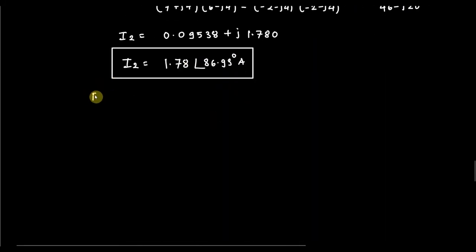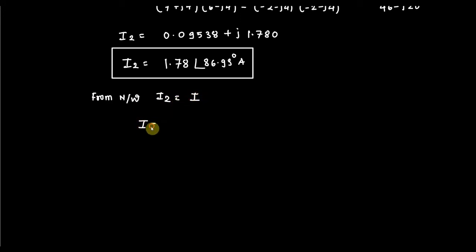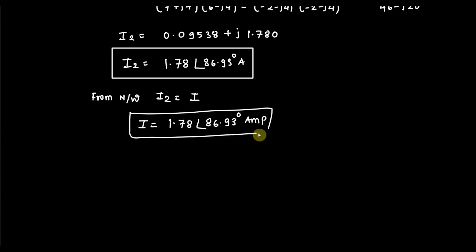So you write one statement here: from the network, your I2 is same as I. So what is the value of I? 1.78 at an angle 86.93 degree ampere. This is the value of the current I which we have to find out. I will give this as my equation number 1.